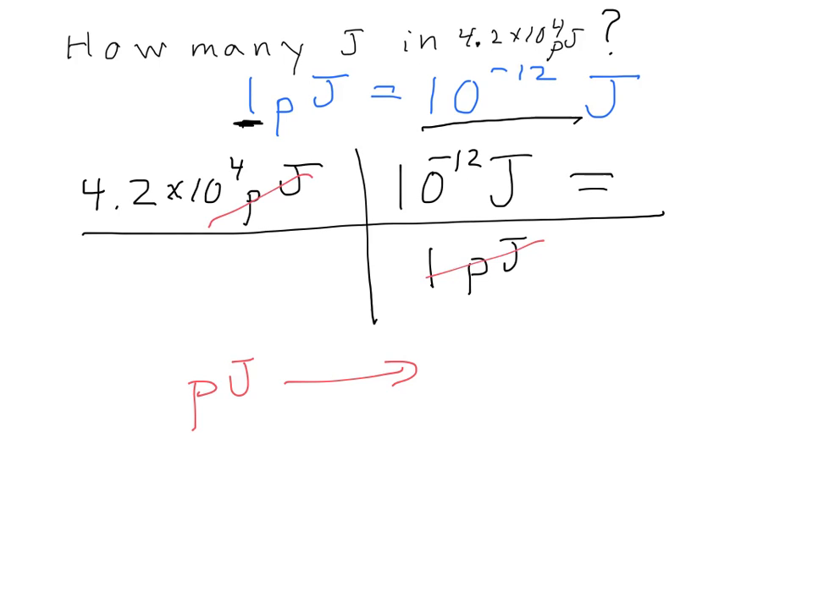I've canceled out my picojoules, so now I'm going to multiply everything on top, divide through by everything on the bottom, and I wind up with 4.2 times 10 to the negative 8th joules.